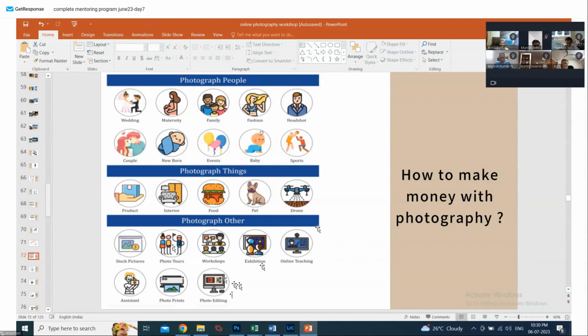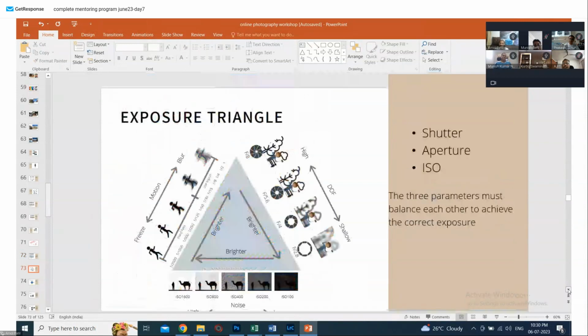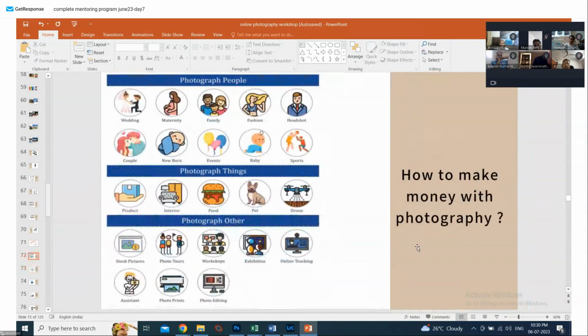Photo editing. Oh god. Today we were supposed to cover photo editing, and we have not yet started that. It's already 10:30. Doesn't matter, we'll catch up in one more session if you're all okay.